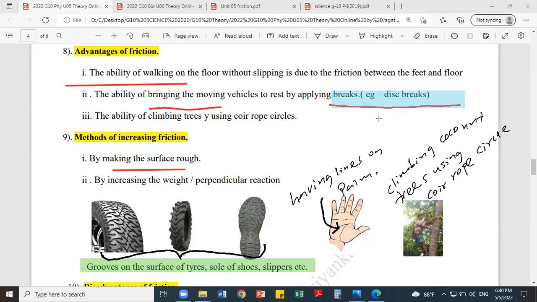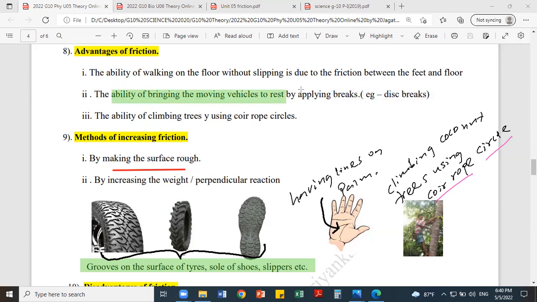So highlight or underline here, coir rope circle. Coir rope circle helps to increase the friction. So therefore, that's what I have given here. Vehicles by applying brakes or disc brake. Now this also you can see here. Highlight this. Method of advantage: the ability of bringing a moving vehicle to rest. How? By applying brakes.